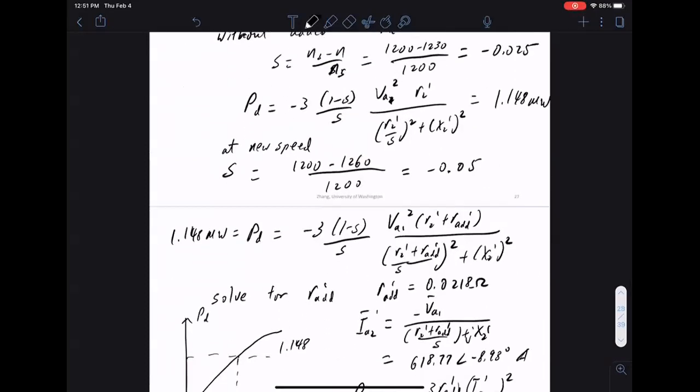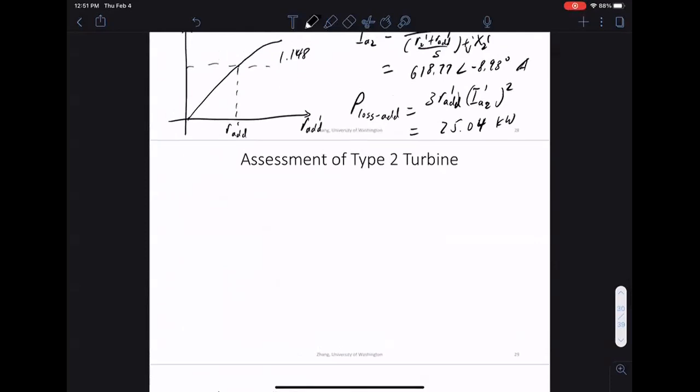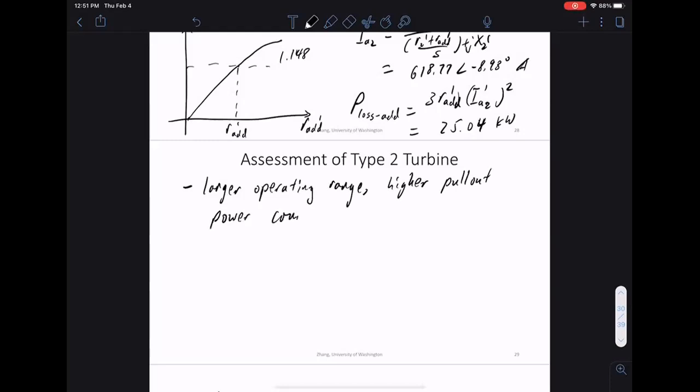So next, let's think about type 2. Type 2 is nice since it has a much larger operating range. Higher pull-out power. Definitely, you can get more max power out of it. You can have a much larger operating range.